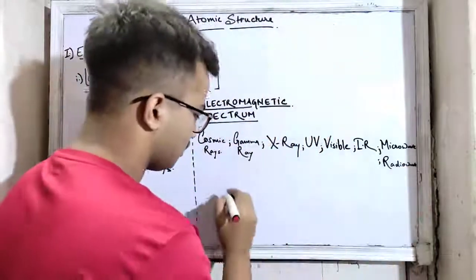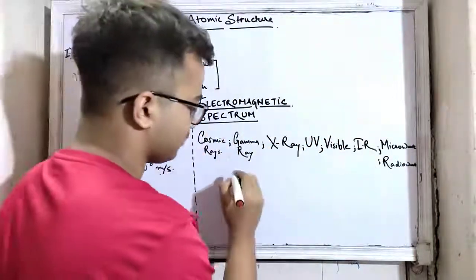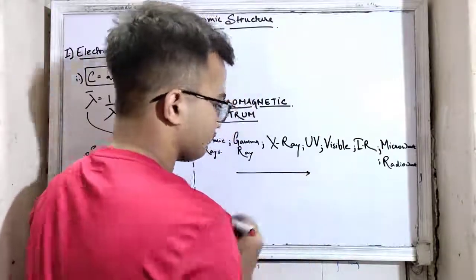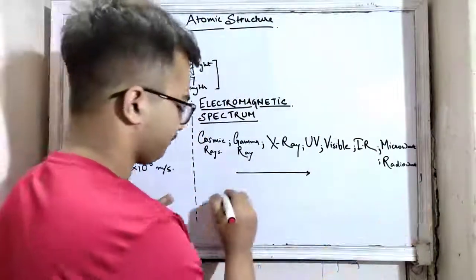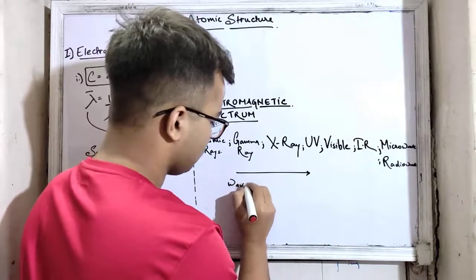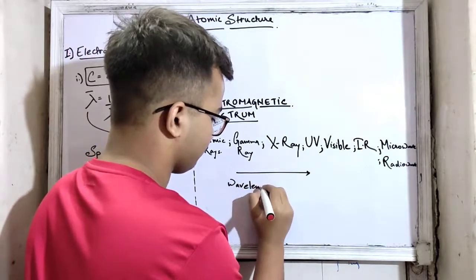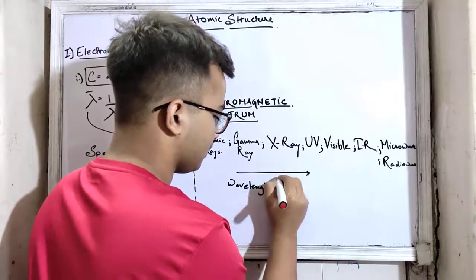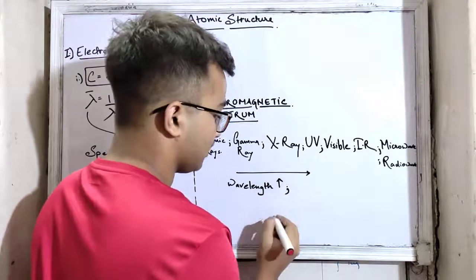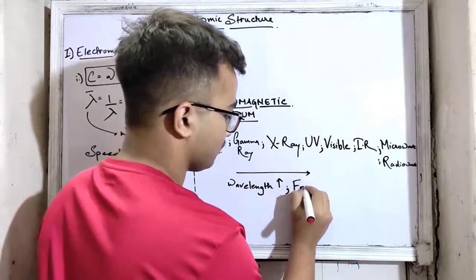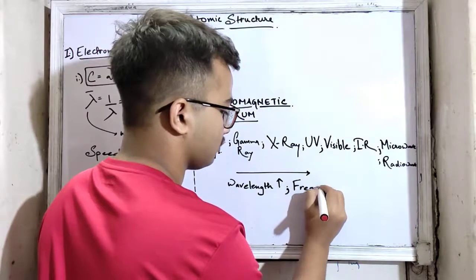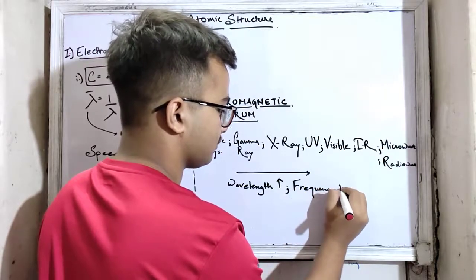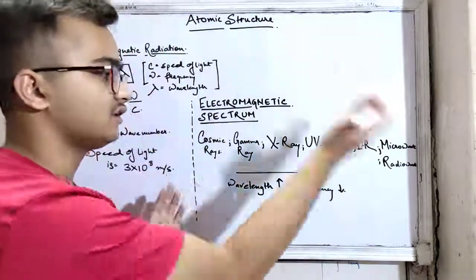Now I am giving an arrow from this side to that side. The wavelength increases and frequency decreases as they go from this side to that side.